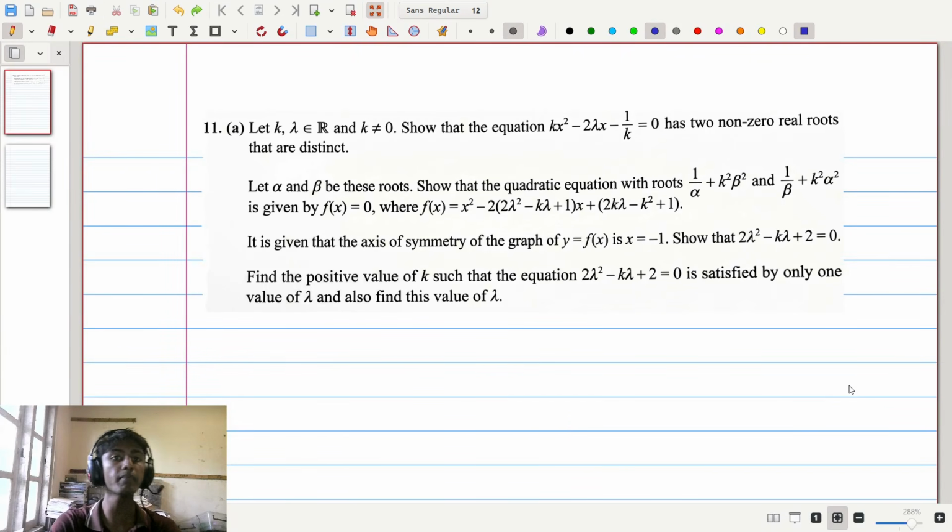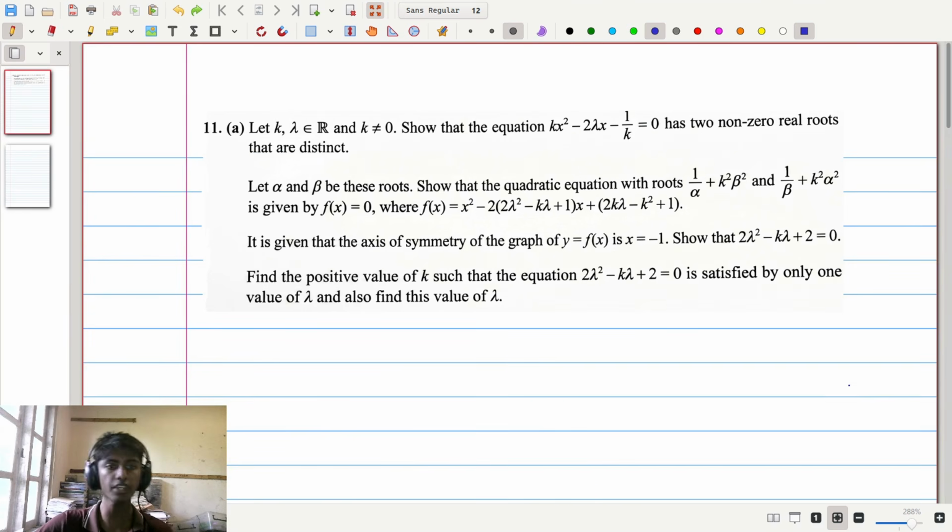2026 A-Level Combined Mathematics Paper 1 Part B Question number 11 Part A. This question has to do with quadratic equations. The question says, let k and lambda be real numbers and k not equal to 0. Given this, we are asked to show that the equation kx squared minus 2 lambda x minus 1 over k equals 0 has two non-zero real roots that are distinct from each other.